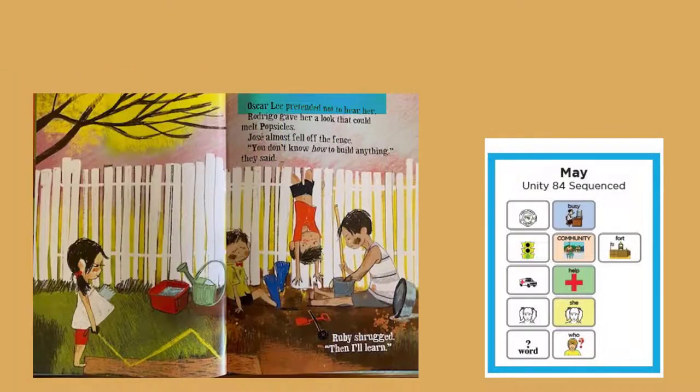Oscar Lee pretended not to hear her. Rodrigo gave her a look that could melt popsicles. Jose almost fell off the fence. "You don't know how to build anything," they said. Ruby shrugged. "Then I'll learn."